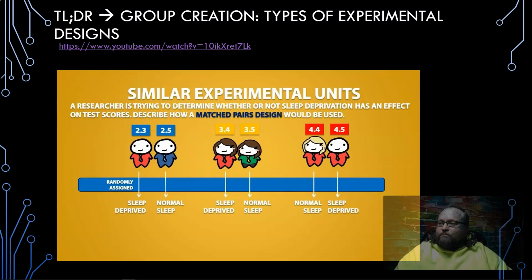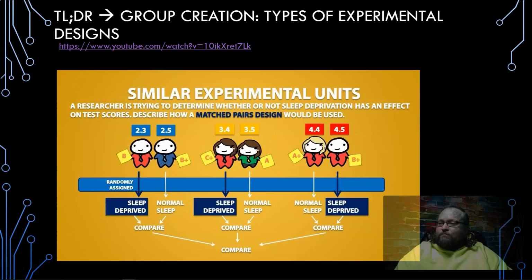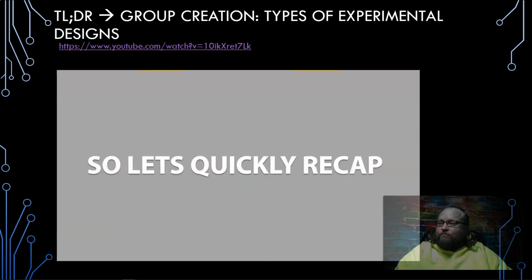So for a pair, one person will get the sleep-deprived treatment, and the other person will get a normal amount of sleep. Then, we would compare the results for each pair, and we will also compare all of the results. So for example, if we saw that the sleep-deprived people were consistently getting lower test scores than the people who got a regular amount of sleep, then we can say that sleep deprivation was actually the cause for a bad test score. So let's quickly recap.